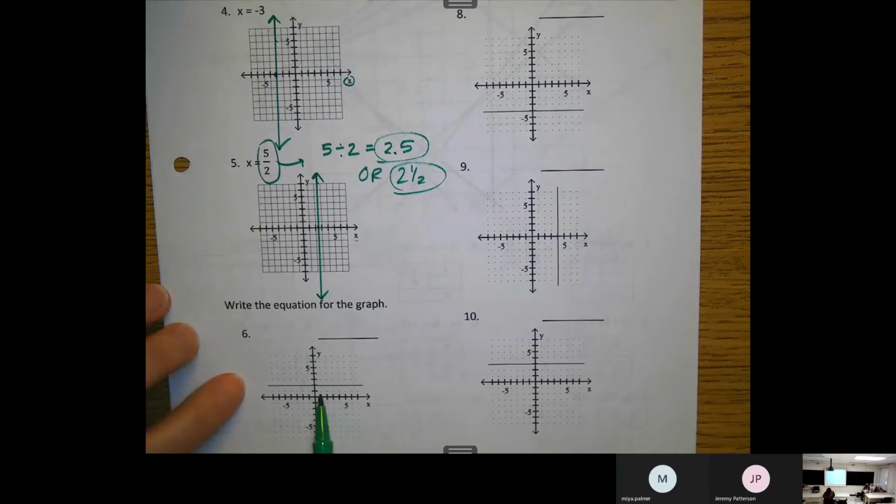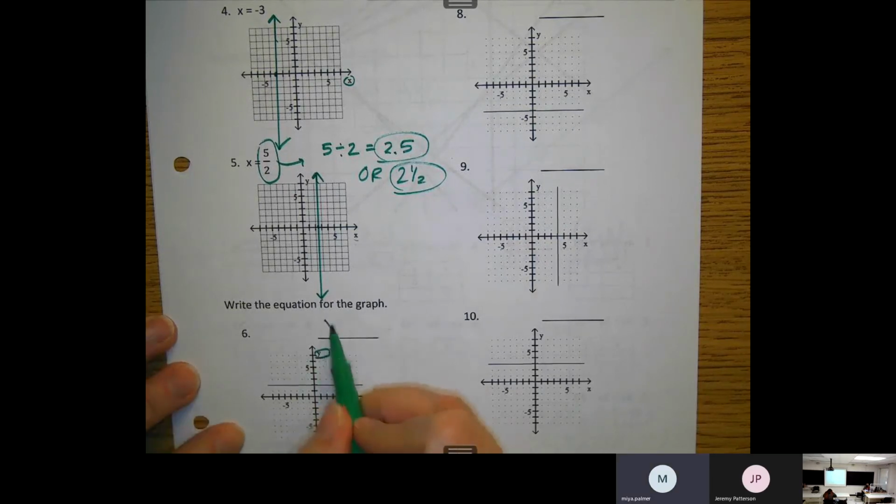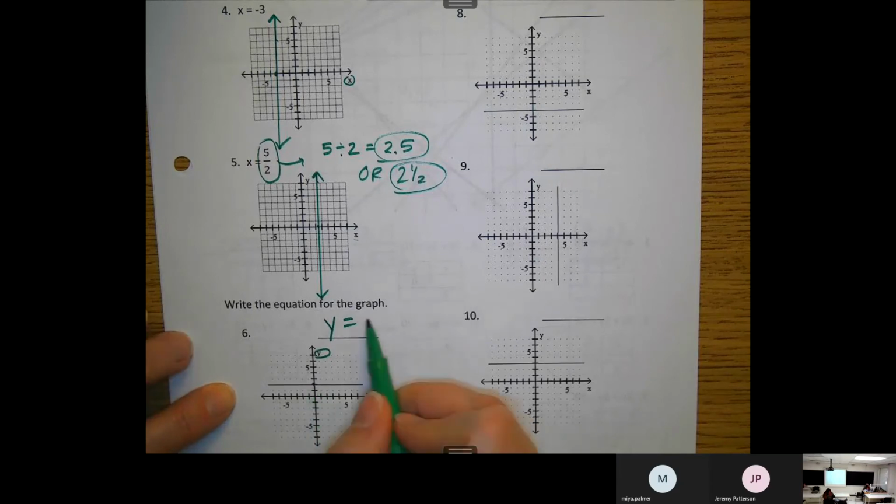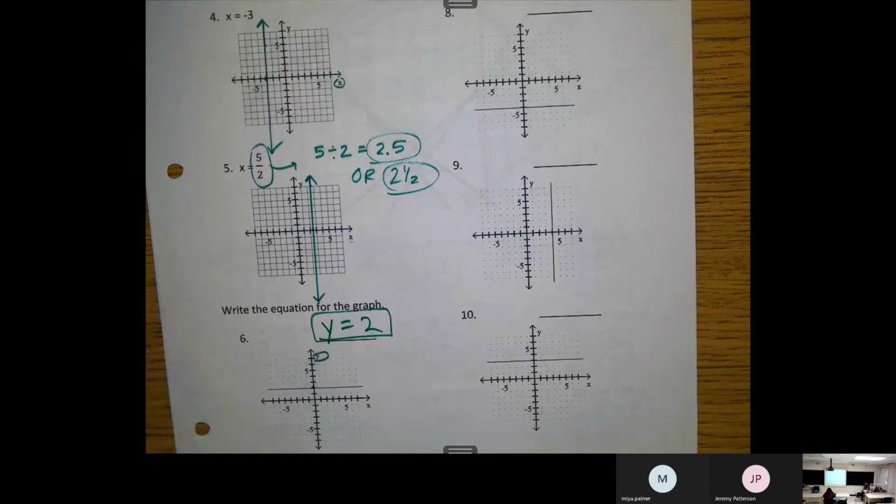On number 6, can you tell me which axis that line crosses? X or Y? That's just the Y. Y, all right, so it's going to start out y equals. Yep, sounds good. It crosses at 2, so it's going to be y equals 2. If anybody needs a little help with that one, let me know. Otherwise, see if you can go ahead and finish off 7 through 10.